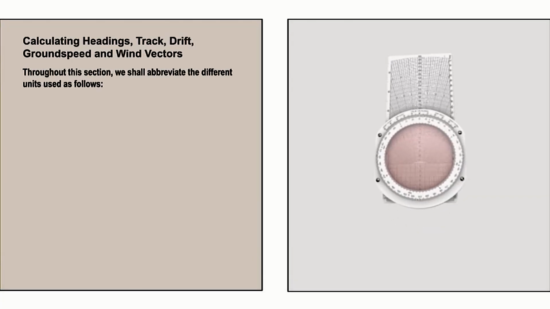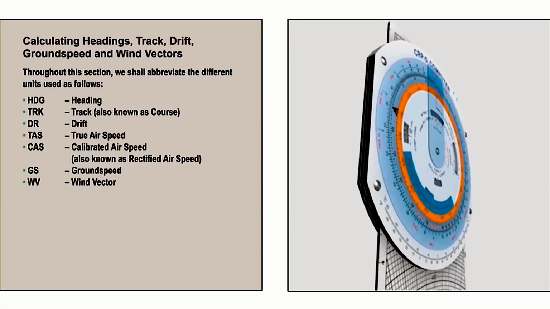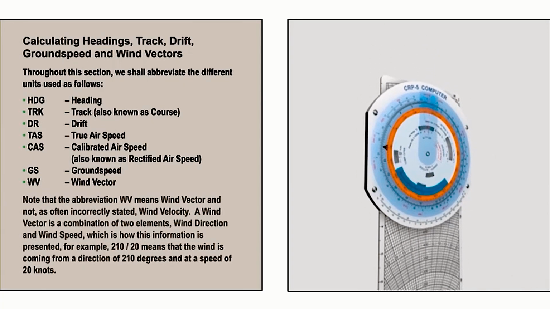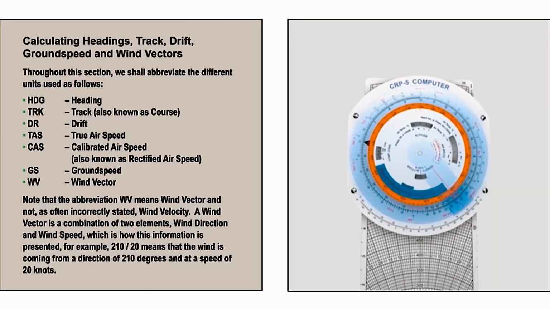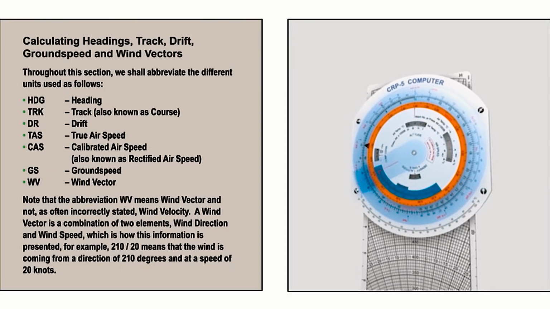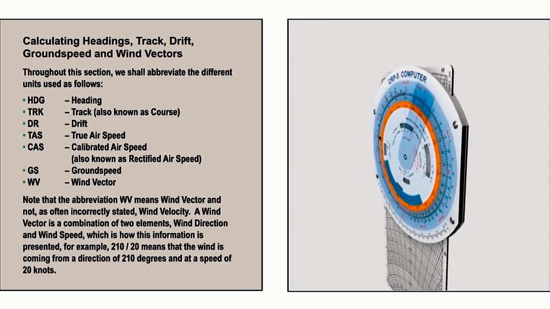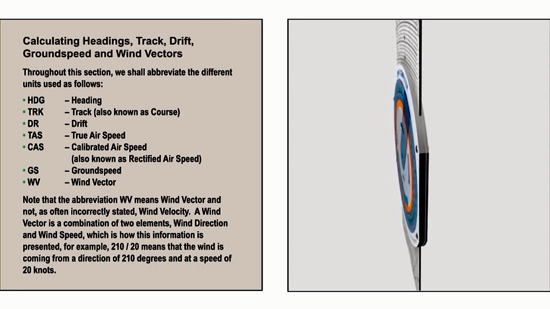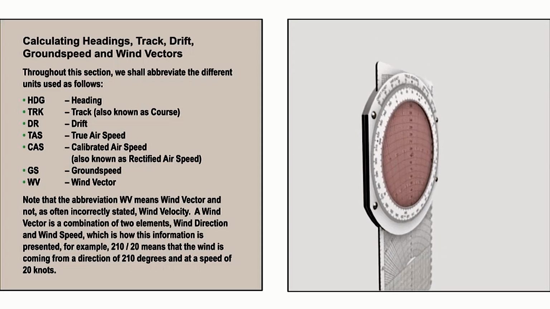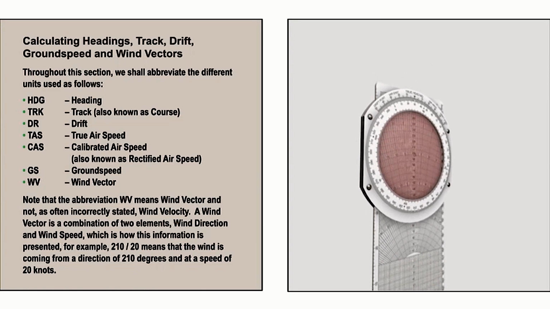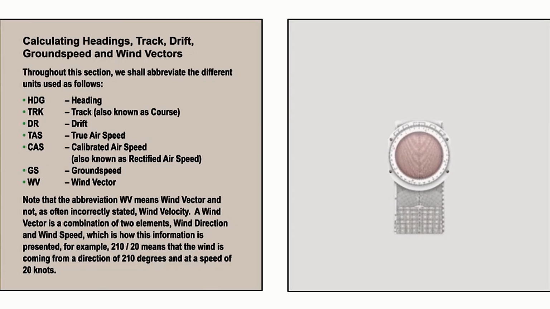Throughout the following examples, we will use the abbreviations shown here. It is worth noting that WV is for wind vector and not for wind velocity. The wind vector is made up of the wind direction and the wind speed and is presented, for example, as 210 diagonal 20. This means that the wind is coming from a direction of 210 degrees at a speed of 20 knots.